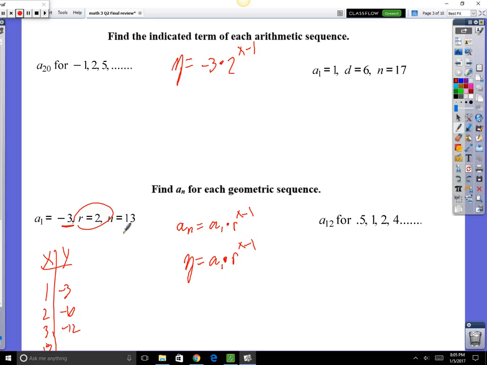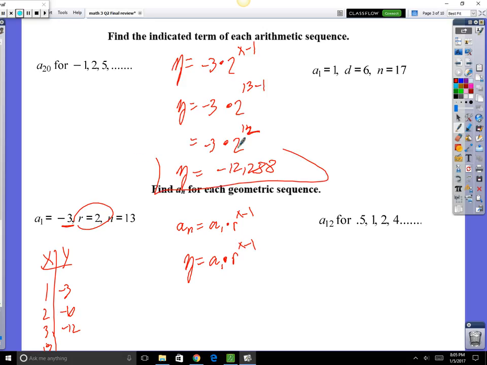So I want the 13th x. So I'm going to take 13 and I'm going to plug it in right there. So the y is going to be a negative 3 times 2 to the 13 minus 1, and that is equal to a negative 3 times 2 to the 12. And that's what you type in on your calculator. So negative 3 times 2 to the 12, and that should equal y equals a negative 12,288.